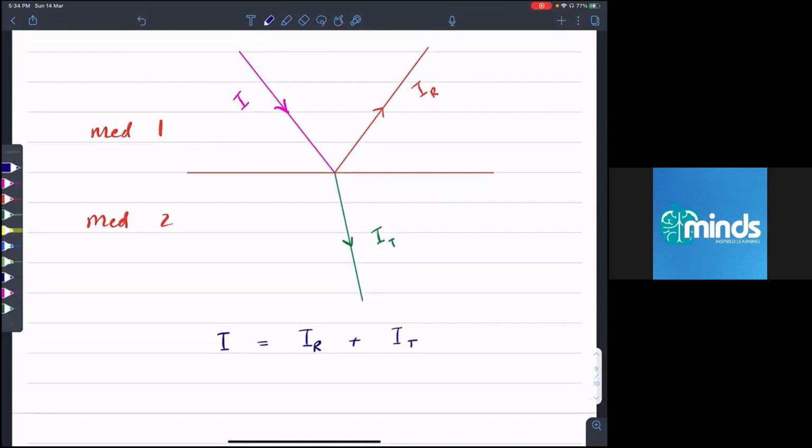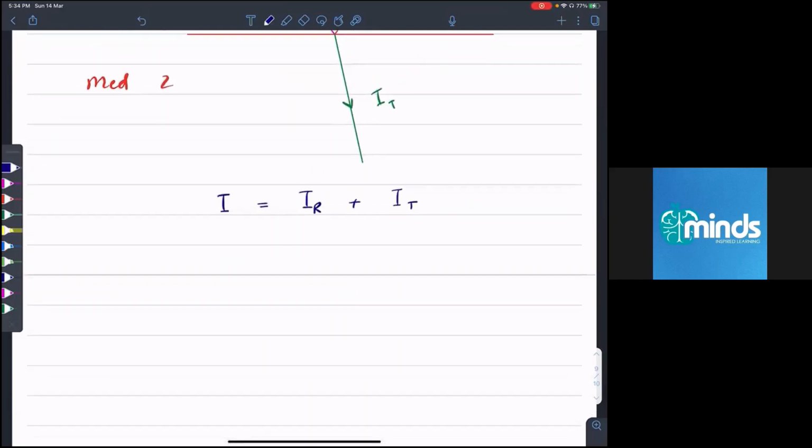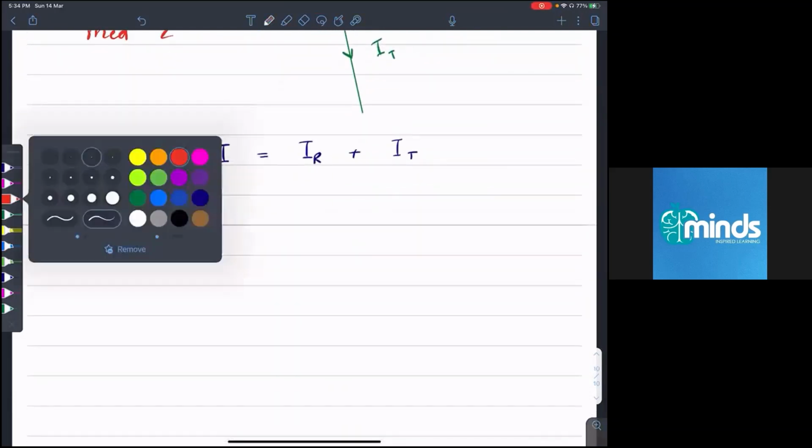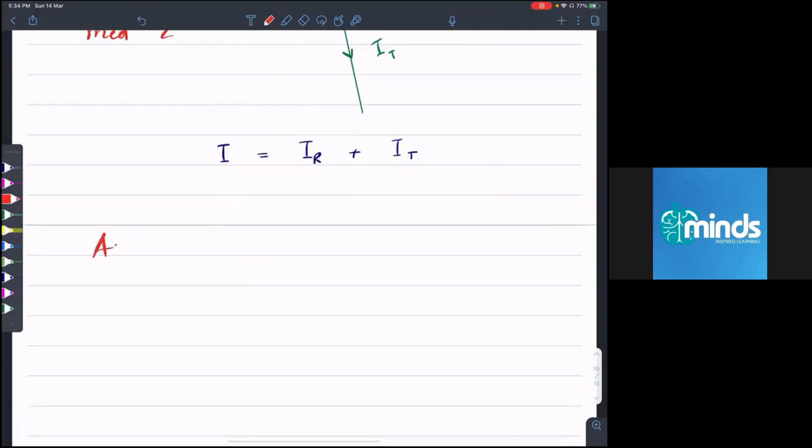Now it is not necessary that the given intensity is divided into two equal parts. Sometimes one part could be zero and the other is equal to the given intensity. And sometimes both will be in a certain ratio or proportion. It depends upon the nature of the surface and a property of the medium, which is known as acoustic impedance.